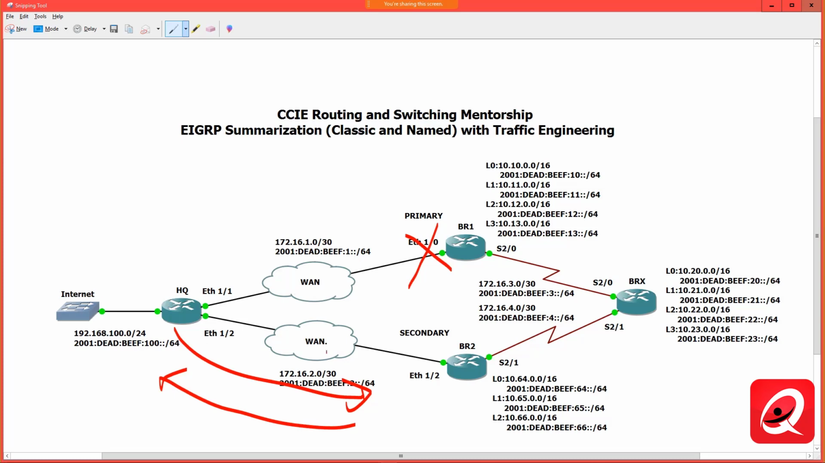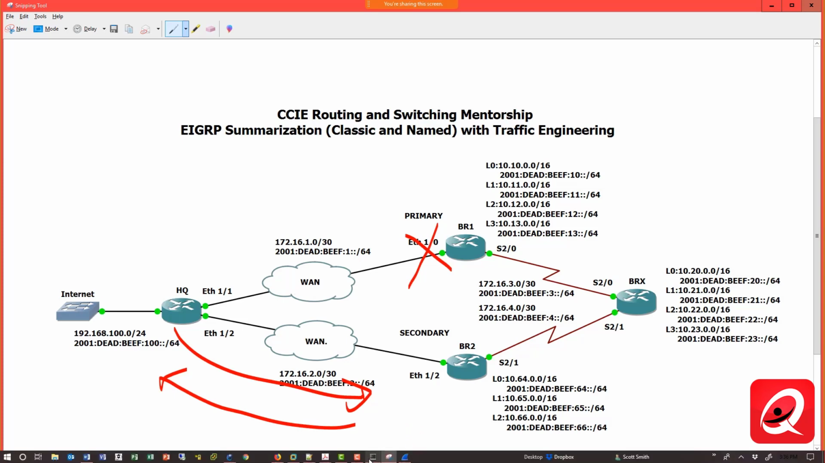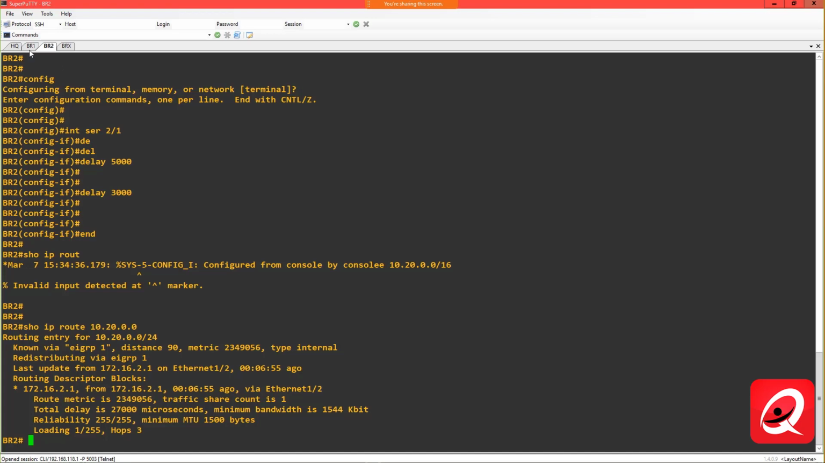Okay? It's really important we understand the query process in EIGRP, and that is part of this conversation because of how summaries can help us eliminate or establish a query boundary. But we'll go through this step by step here. So let me go ahead and go into BR1 and shut down Ethernet 1/0.